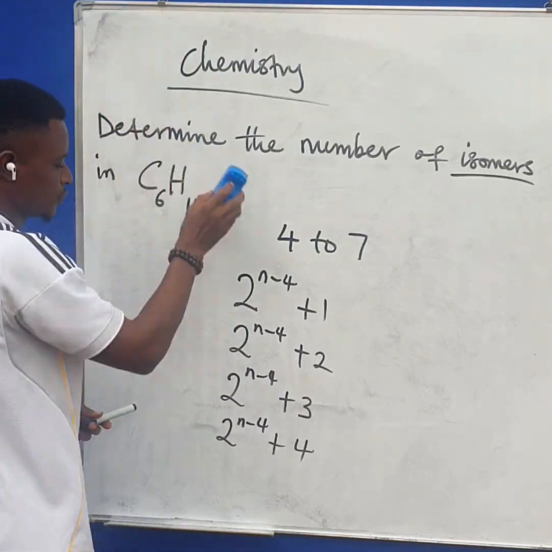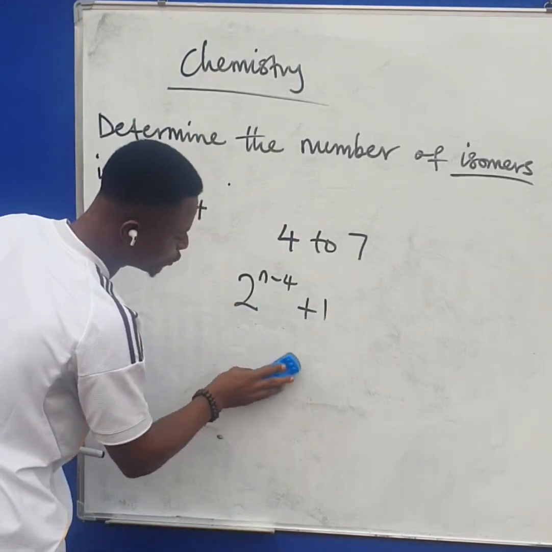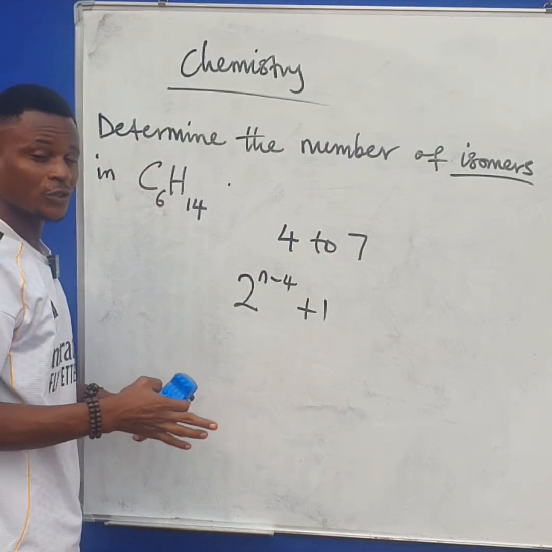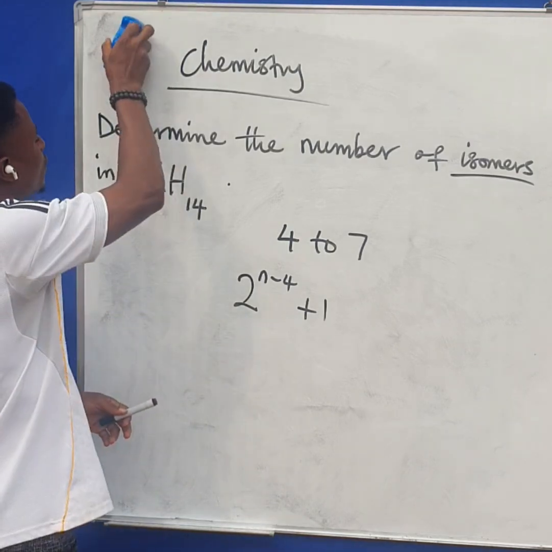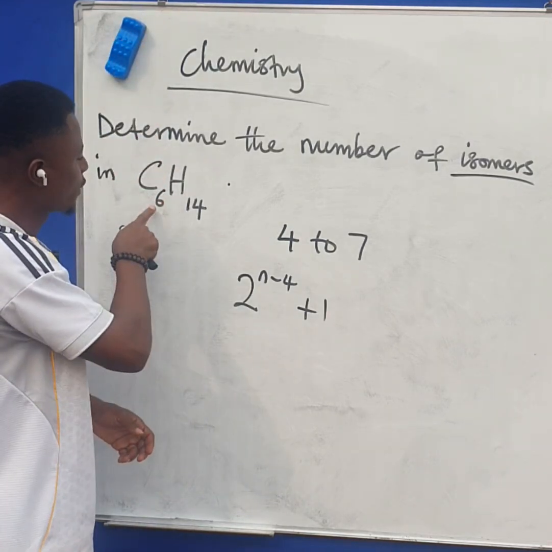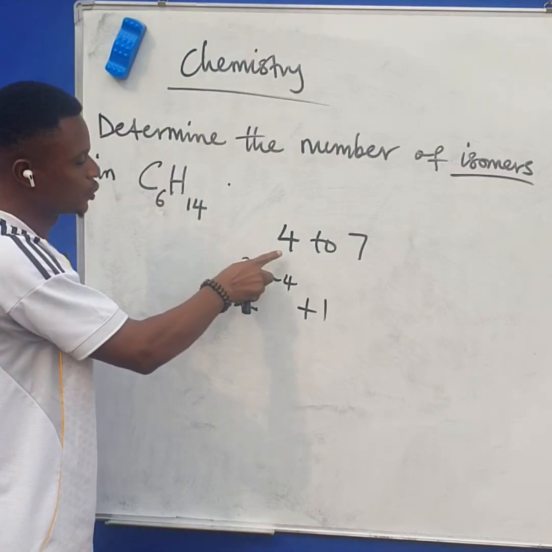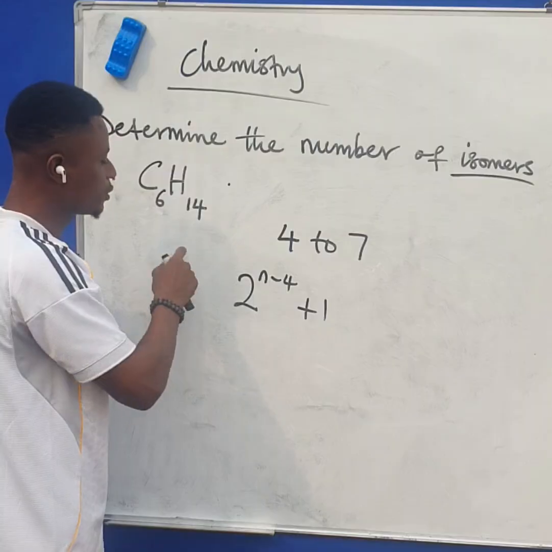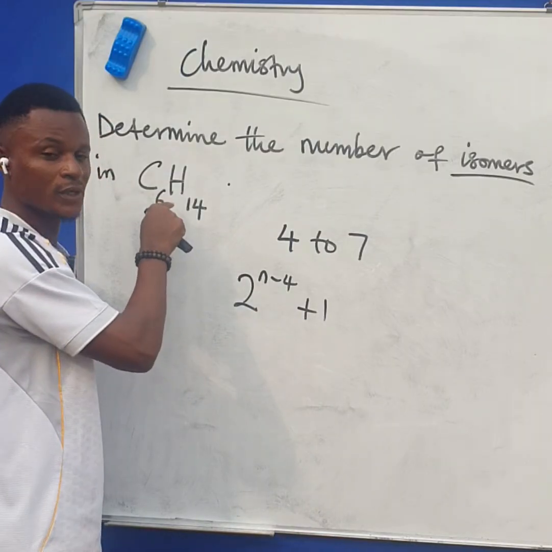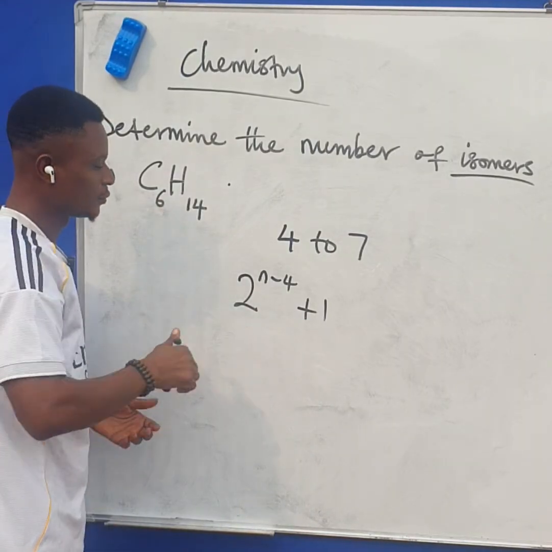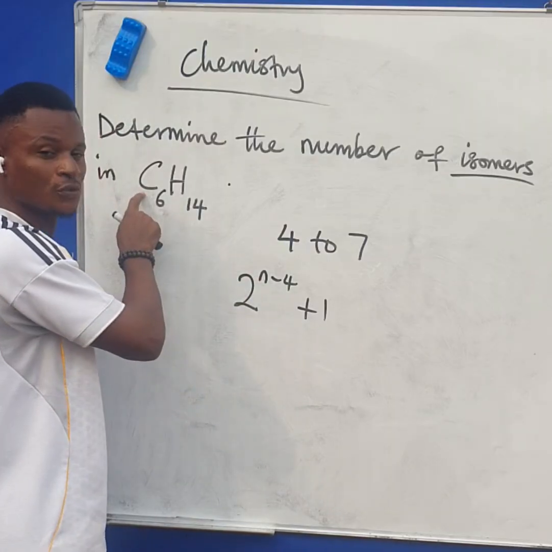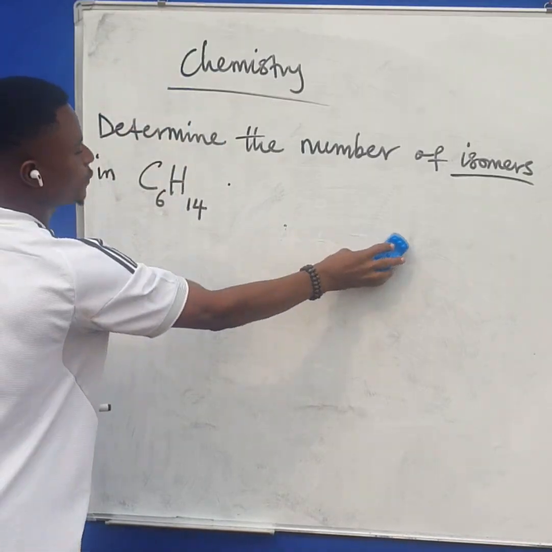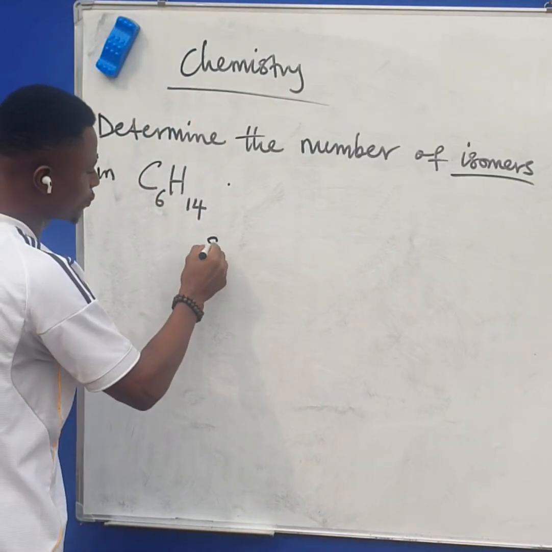All right, now, if you look at the question that is given to us, like I said before, when I'm done solving this one, I'll give you the one you are going to solve and drop your answer for me in the comment section. If you look at this question, we have 6 carbon atoms, which fall into the range of 4 to 7, right? So that means we are going to use this formula to find the number of isomers. This n here represents the number of carbon atoms. So if we are applying this formula, here's the solution.